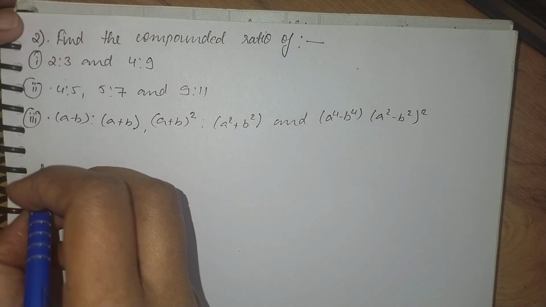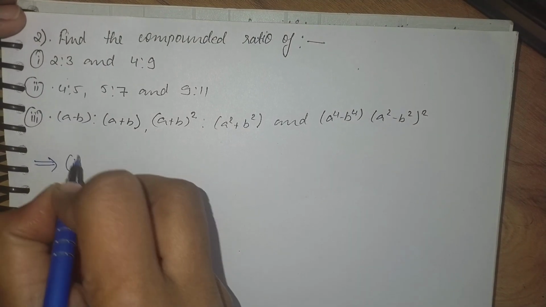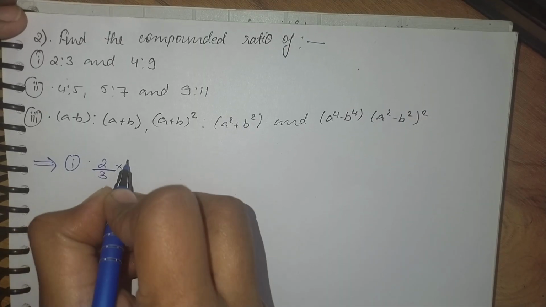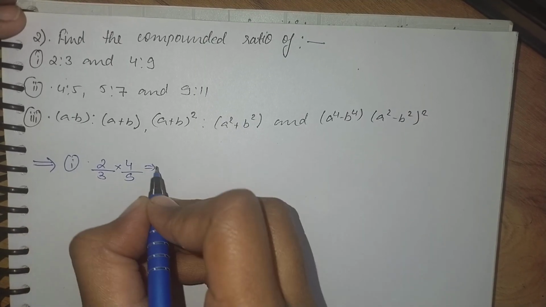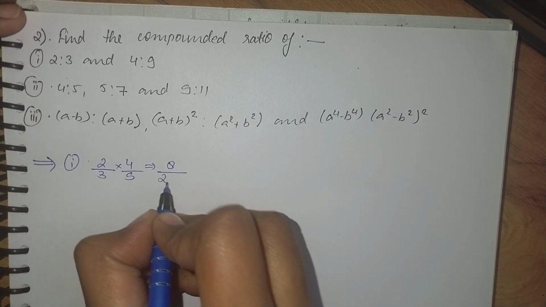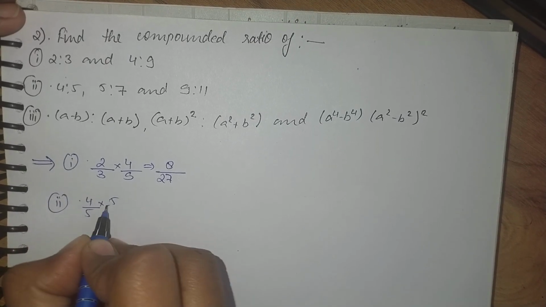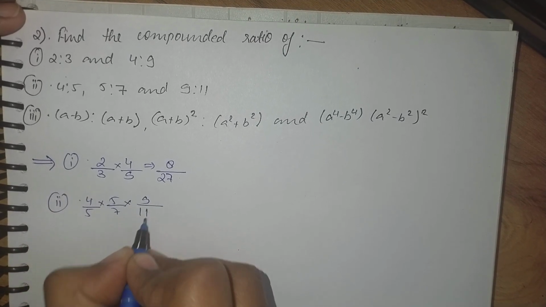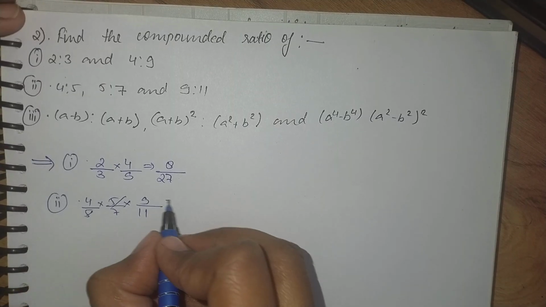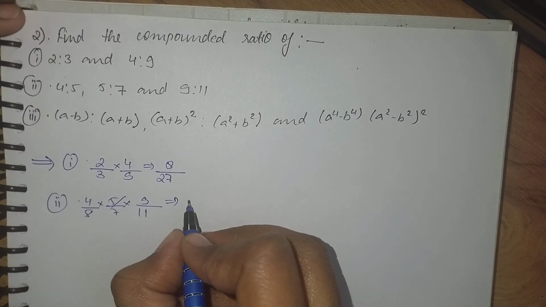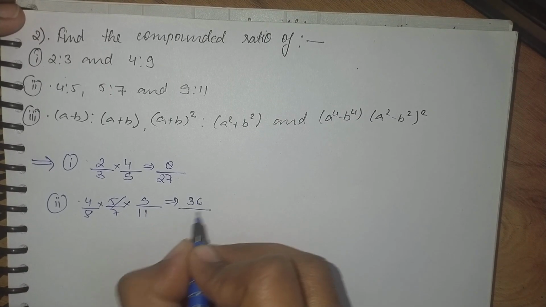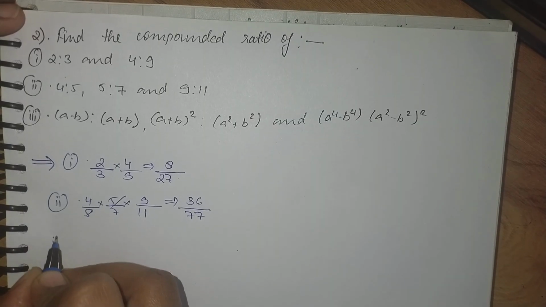Let's solve question number 2, first part. If we find the compounded ratio, that will become 2 by 3 into 4 by 9. So this will become 8 by 27, the compounded ratio of the first part. Second part is 4 by 5 into 5 by 7 into 9 by 11. So this will be cancelled out here also, and we will get 9 into 4 as 36 divided by 77, the compounded ratio of the second part.